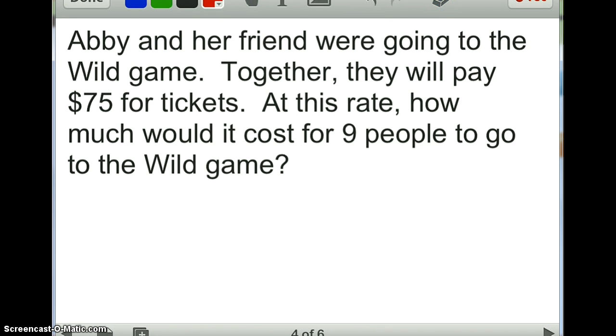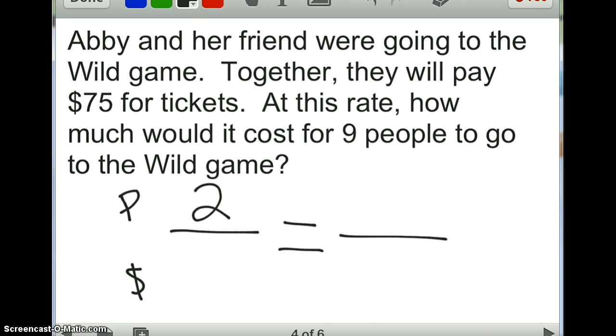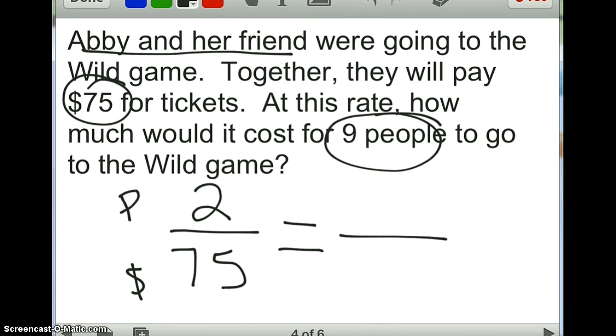The next one says, Abby and her friend were going to the Wild game. Together, they will pay $75 for tickets. At this rate, how much would it cost for 9 people to go? Well, I'm going to set it out as a proportion. Abby and her friend, well, how many people is that? You got it. So that's 2 people. So I'm going to put people on top, dollars on the bottom. Does it matter if the dollars are on top, people on the bottom? No. So Abby and her friend, that's 2 people. They pay $75. At this rate, how much would it cost for 9 people? So now we've got to figure out, does the 9 go on the top or the bottom? In the way I wrote it, it goes on the top because that's where I have my people.